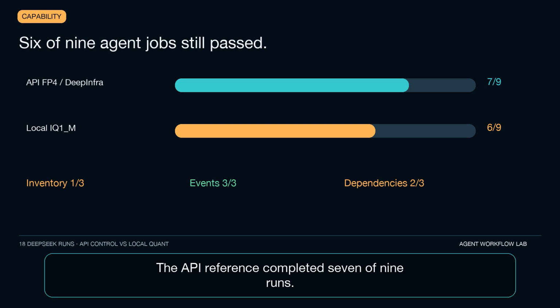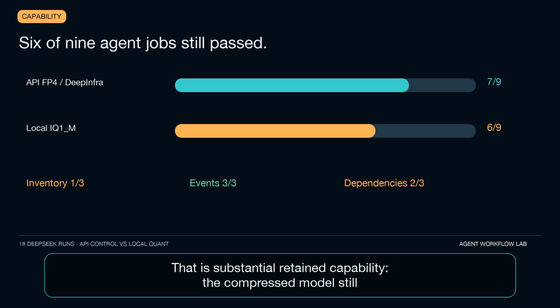The API reference completed 7 of 9 runs. The 1.75-bit local deployment completed 6 of 9. That is substantial retained capability. The compressed model still used tools, edited code, and passed hidden tests in 2/3 of the sample. It also completed all 3 event rollup tasks.